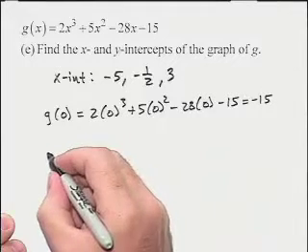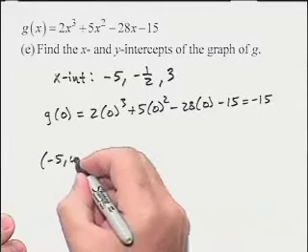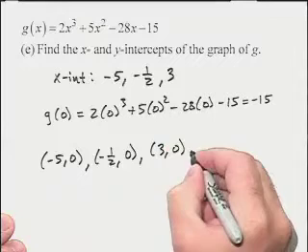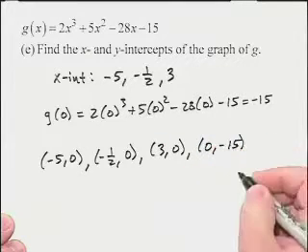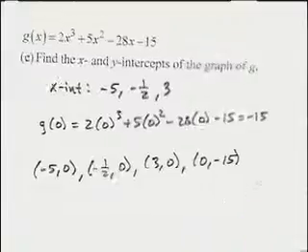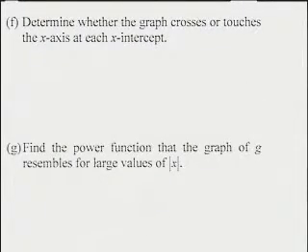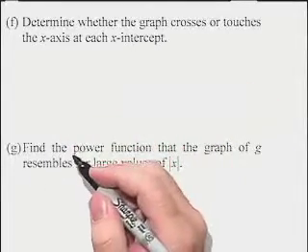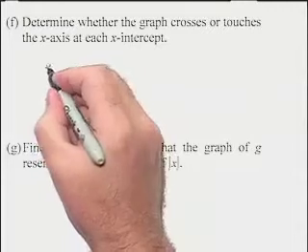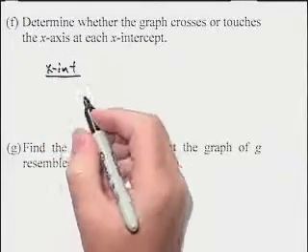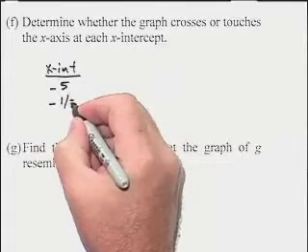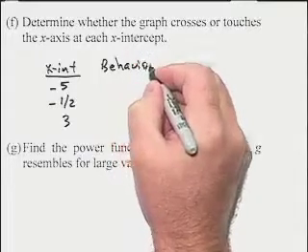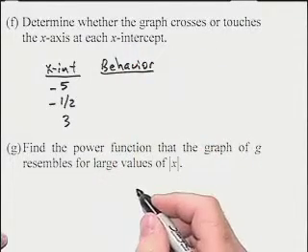If we want to write ordered pairs, the intercepts would be negative 5, 0, negative 1/2, 0, 3, 0, and 0, comma, negative 15. Next, we're going to determine whether the graph crosses or touches the x-axis at each x-intercept. If we list our intercepts, we had negative 5, negative 1/2, and 3. And we're interested in the behavior of the graph at each of those x-intercepts.